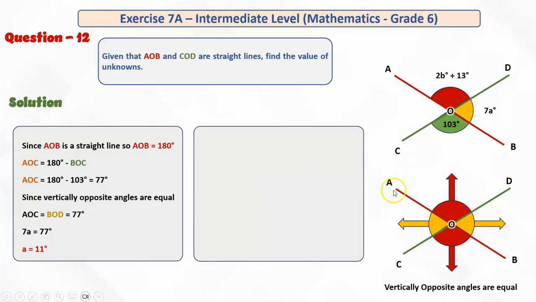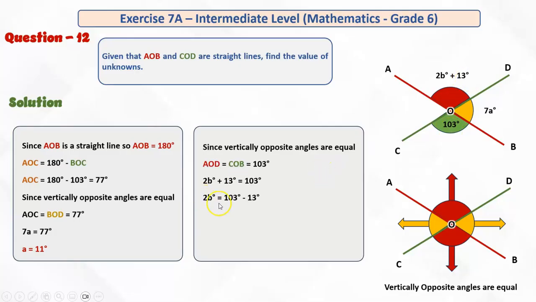Similarly, we also know that AOD and COB are also vertically opposite angles, and therefore they are supposed to be equal as well. This means 2B plus 13 degrees should be equal to 103. Once we solve this equation, we find that 2B is equal to 90 degrees and B is equal to 45 degrees, and that is your answer.